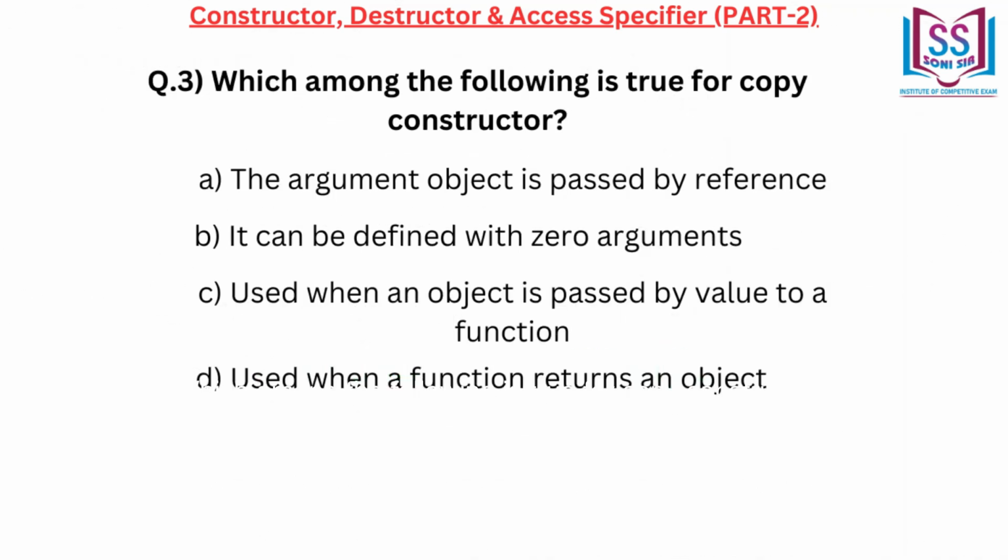Which among the following is true for copy constructor? A. The argument object is passed by reference. B. It can be defined with 0 arguments. C. Used when an object is passed by value to a function. D. Used when a function returns an object. Correct answer B. It can be defined with 0 arguments.